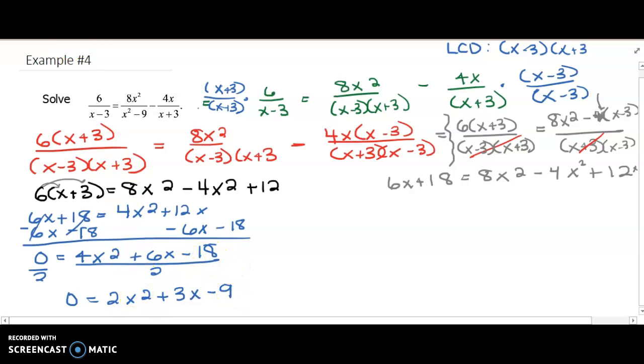All right, now I want to factor this. This factors to (2x minus 3)(x plus 3) equals 0. So my solutions are x equals 3 halves and x equals negative 3.